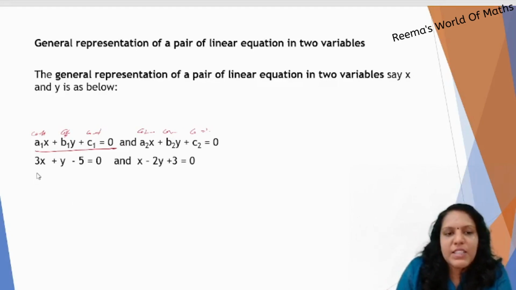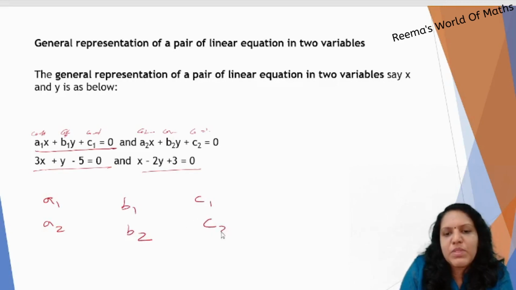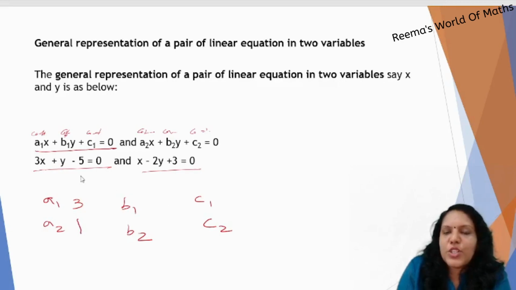Now let's see these two linear equations: one is 3x plus y minus 5 equal to 0, and another one is x minus 2y plus 3 equal to 0. Let's identify a1, a2, b1, b2 and c1 and c2 from this pair of equations. a1 is the coefficient of x from the first equation, which is 3. a2 is the coefficient of x from the second equation, which is 1. b1 is the coefficient of y from the first equation, which is 1, and b2 is the coefficient of y from the second equation, which is minus 2. c1 is the constant from the first equation, which is minus 5, and c2 is the constant from the second equation, which is 3.